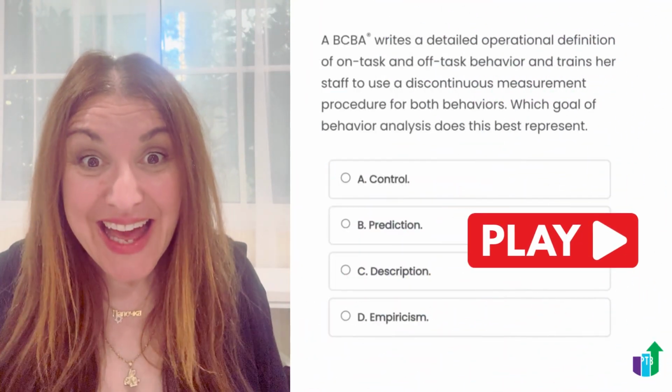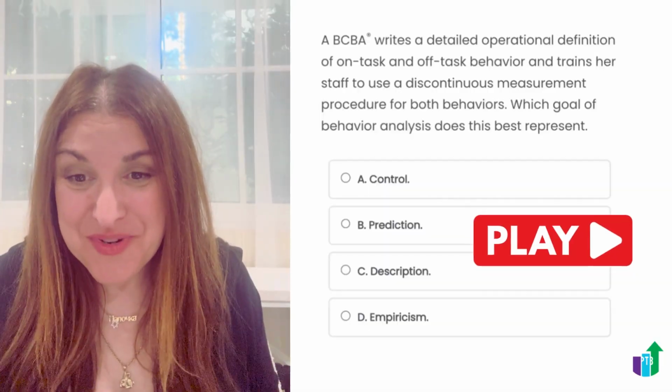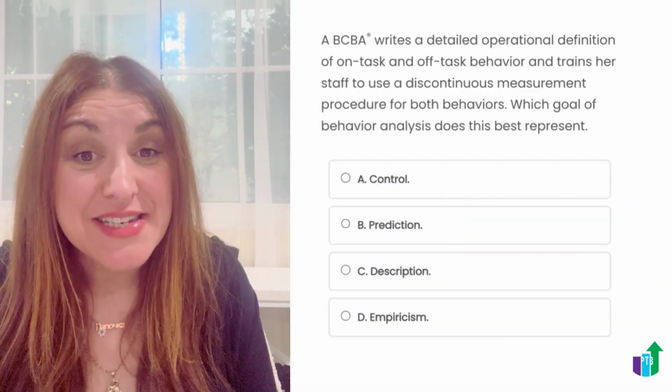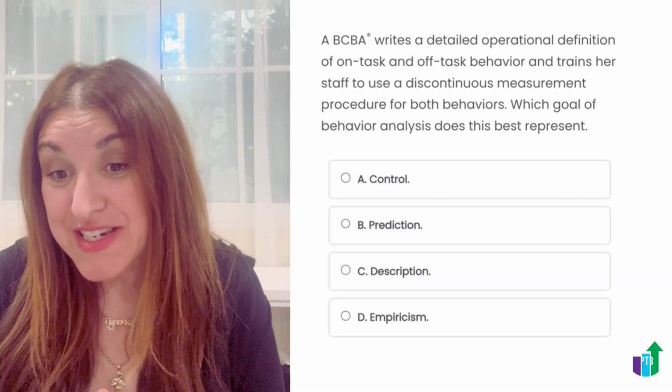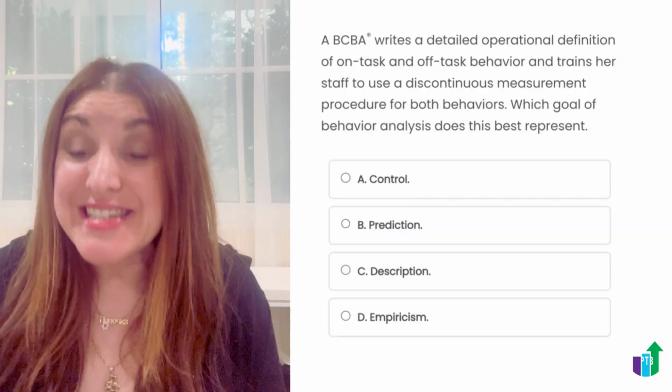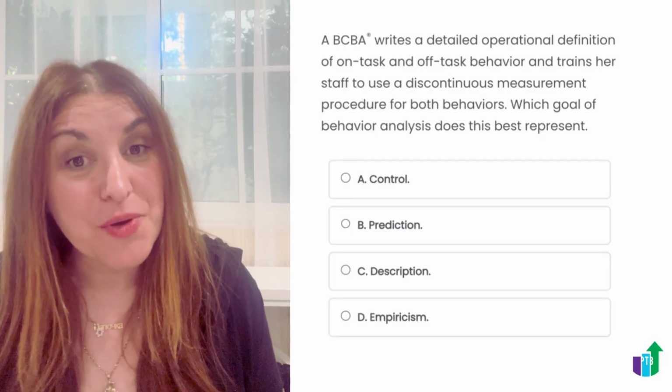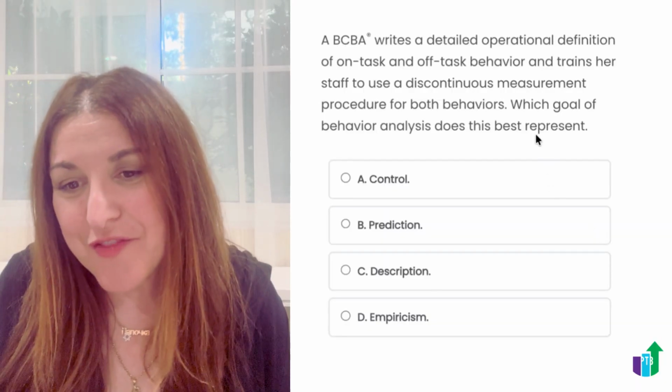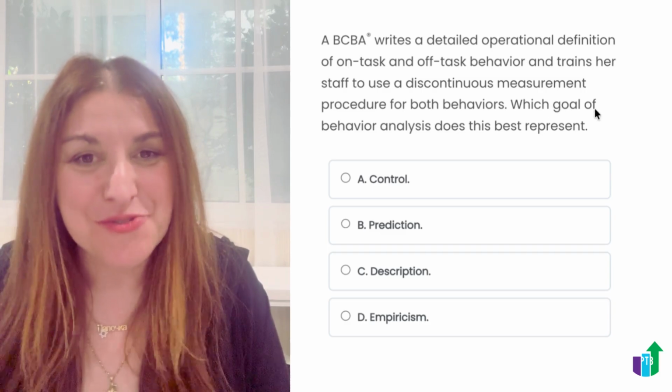Let's break it down. Okay, so the question reads, a BCBA writes a detailed operational definition of on-task and off-task behavior and trains her staff to use a discontinuous measurement procedure for both behaviors. Which goal of behavior analysis does this best represent?